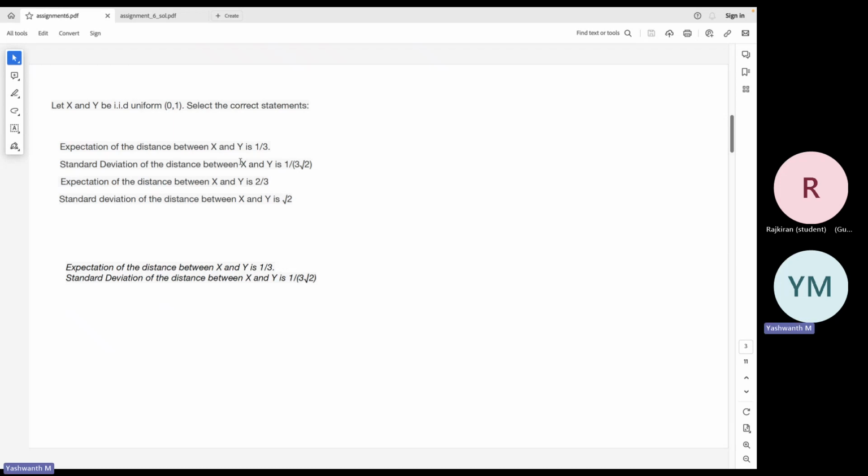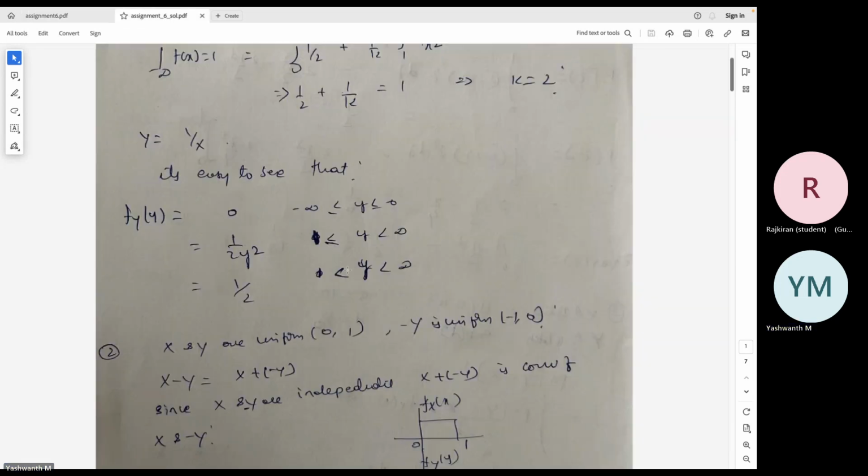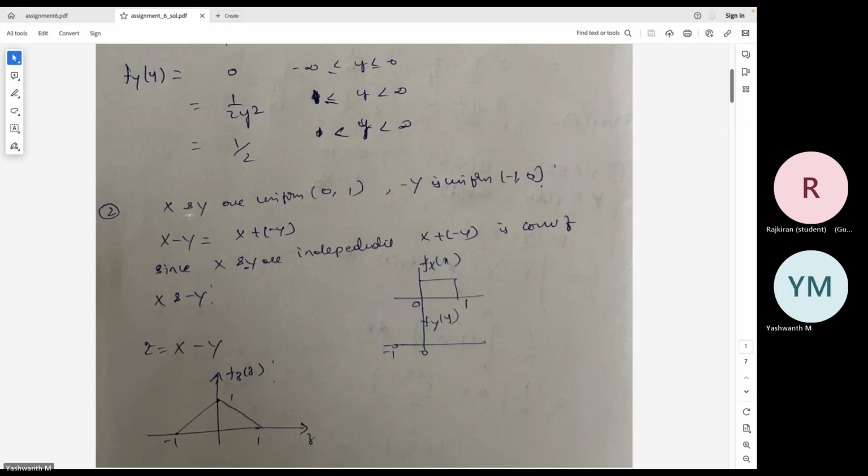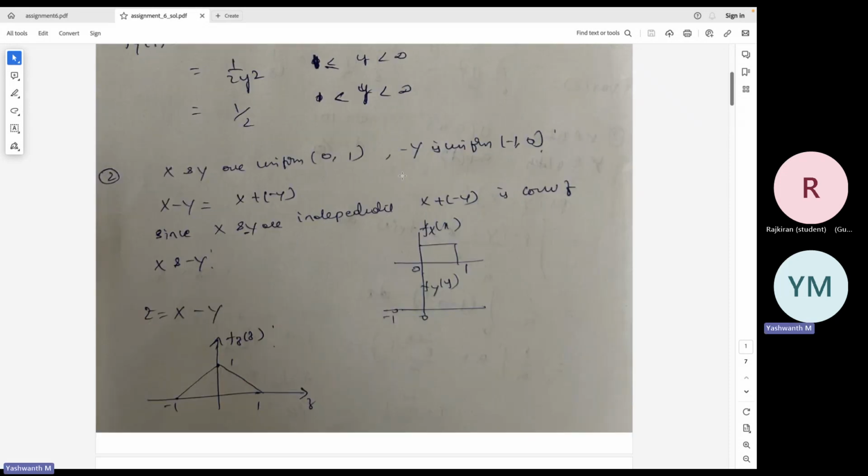The question is clear, right? Distance is mod of x minus y. X and y are uniform random variables, uniform from 0 to 1. If y is uniformly distributed from 0 to 1, minus y is also uniformly distributed between minus 1 and 0. You just change the sign of the value that you got. So x minus y you can write as x plus minus y.